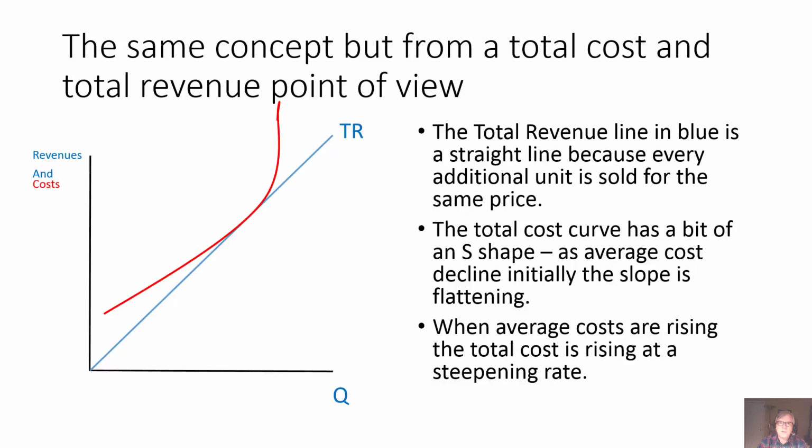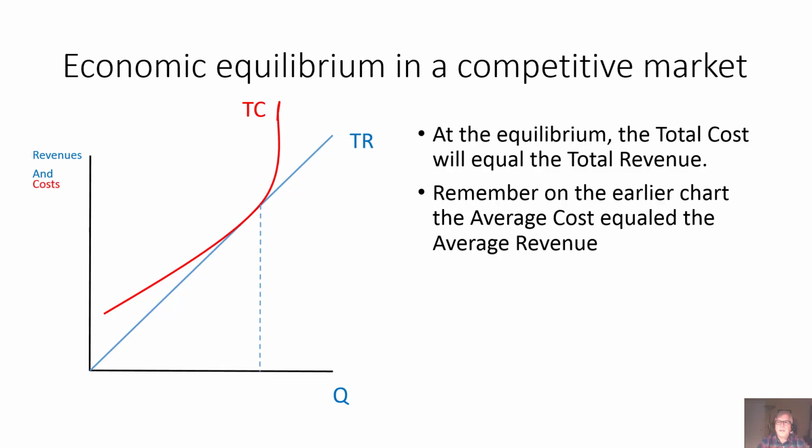And I've drawn it here to show a point where they're going to just touch. At that point, that's the equilibrium. That's the same equilibrium point we had for quantity in the earlier diagram. And think about it. This is where total revenue exactly equals total cost. Well, that's going to match up perfectly with where the average cost equaled the price.